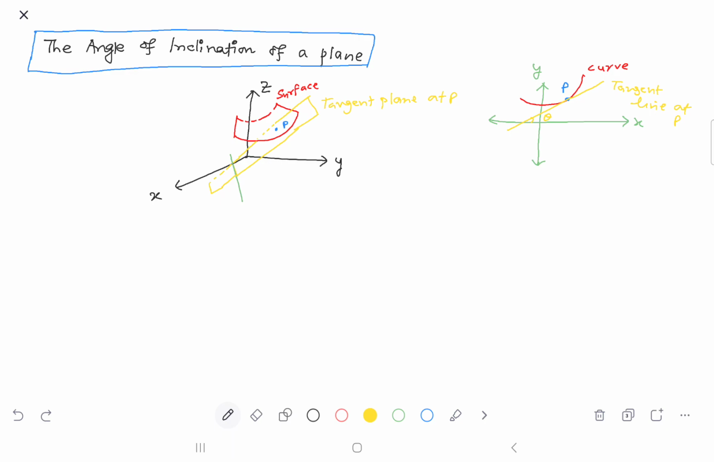Let me tell you again. We have a surface in space. We consider a point P on the surface. Then we consider the tangent plane of the surface at that point. That tangent plane will make some angle with the xy plane. Now we are interested in finding the angle between the tangent plane and the xy plane. That we call the angle of inclination of that plane. Got it?